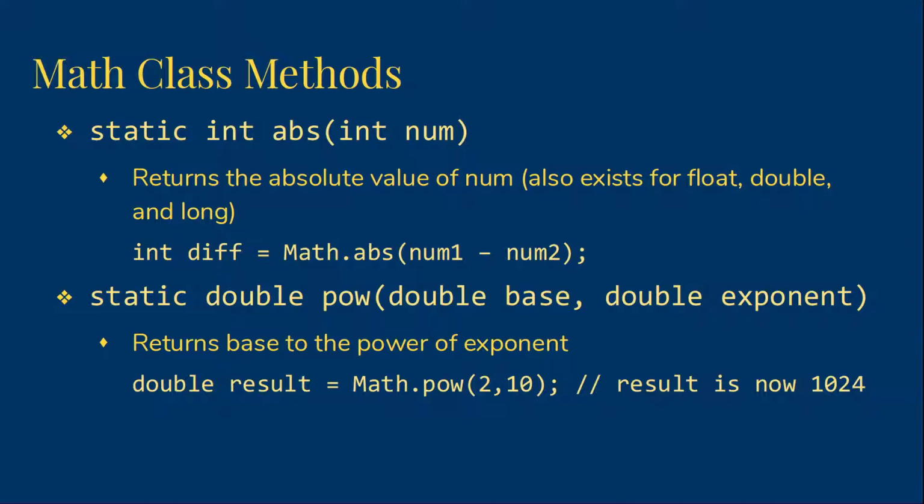Another one, one operator that feels like it's missing is exponentiation, because we don't have that as a basic arithmetic operator in Java. But what we do have is the pow function, which does power. So pow here stands for power. It's going to return base to the power of exponent. So if I say double result is assigned Math.pow(2, 10), then that's going to compute 2 to the 10th, which is 1024, and return that.